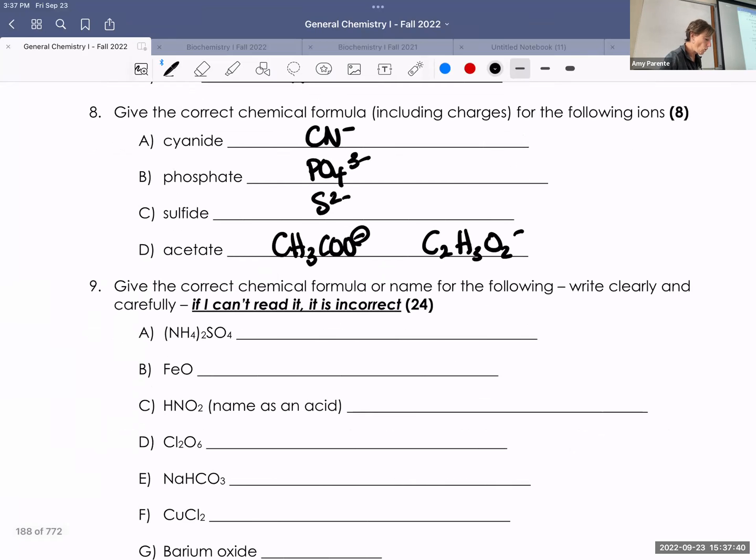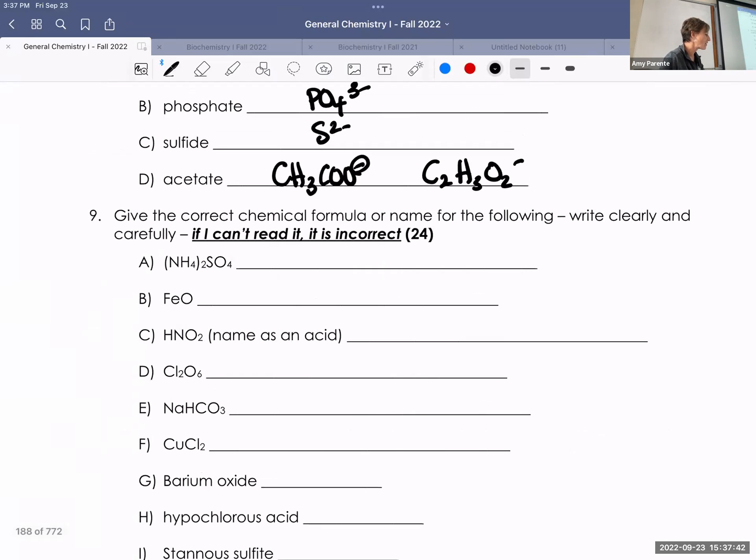Okay, and then we have a whole laundry list of ones, 6 of them going in the forward direction and then going in the reverse direction, making a name from a formula or a formula from a name. Okay, so same strategy that I always do. We're going to have this so that if there's times that we need to give a charge for something, we can. This guy's going to be ammonium sulfate.